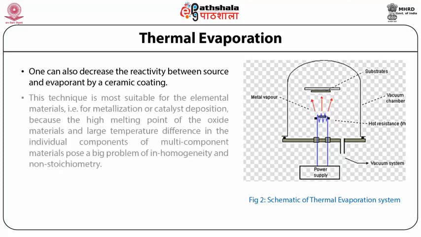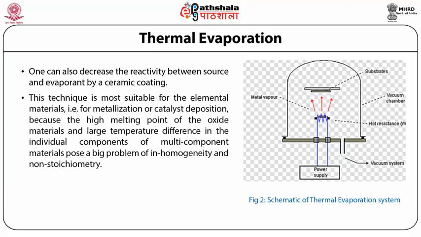So students, this technique is not suitable for the elemental materials, that is for metallization. It is mostly suited for metallization or catalyst deposition, because the higher the melting point of oxide materials and large temperature difference in the individual components of multi-component materials poses a big problem of inhomogeneity and non-stoichiometry. This figure shows a schematic of thermal evaporation system.